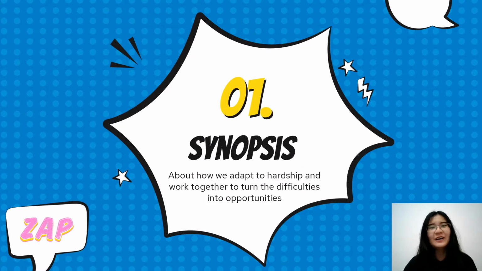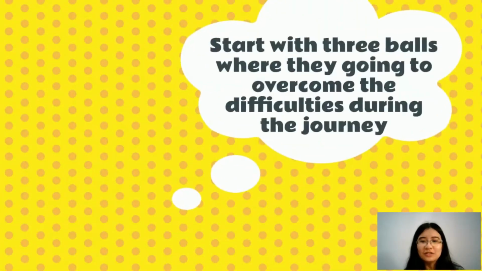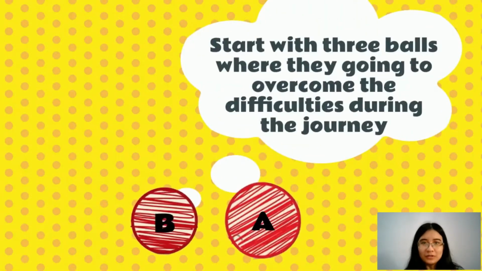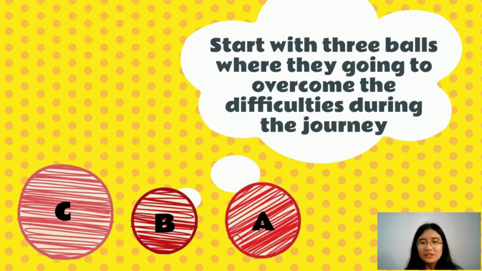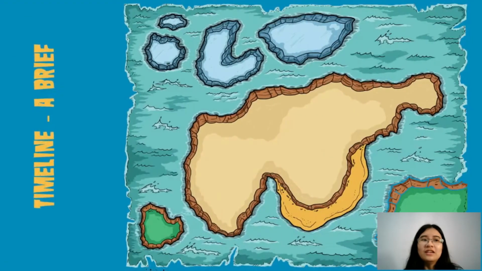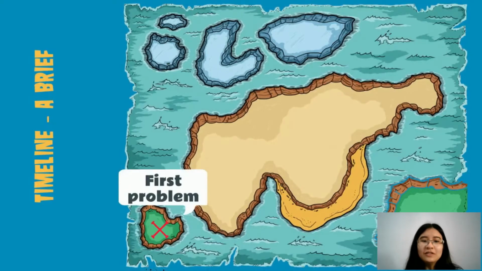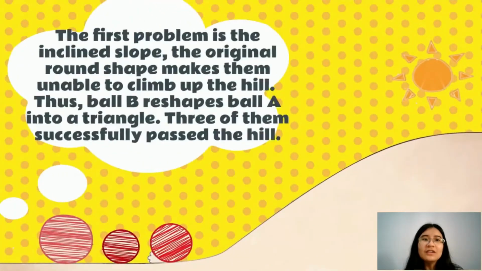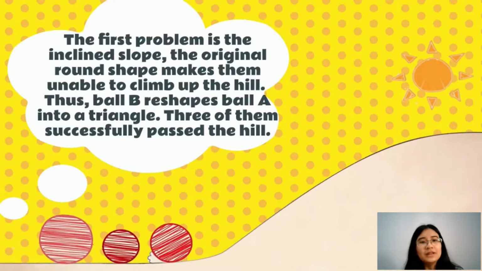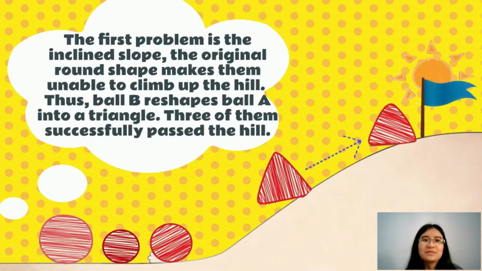I'm Yap Yong Zi, going to explain about the synopsis, how we adapt to the hardship and work together to turn the difficulties into opportunities. The story starts with three boys, Ball A, Ball B, and Ball C, where they're going to overcome the difficulties during their journey. This is just a timeline, so they're going to meet the first problem. This inclined slope. The original roll shape makes them unable to climb up the hill. Now, Ball B reshapes Ball A into a triangle. The three of them pass the hill.